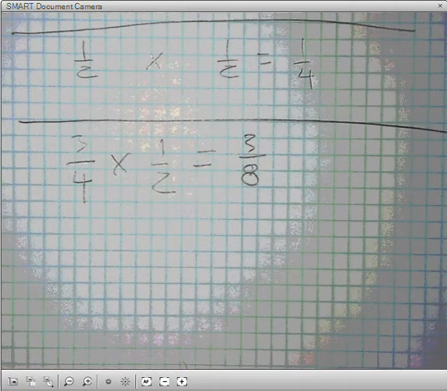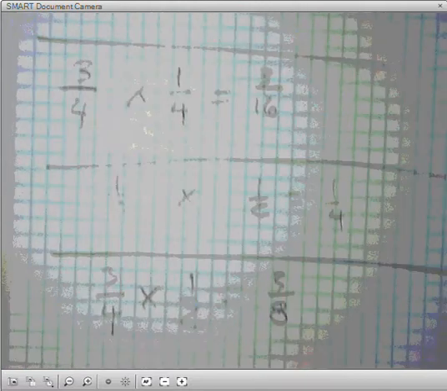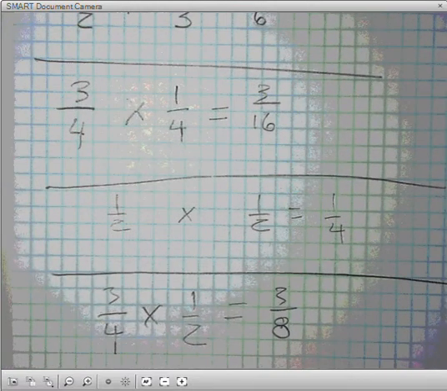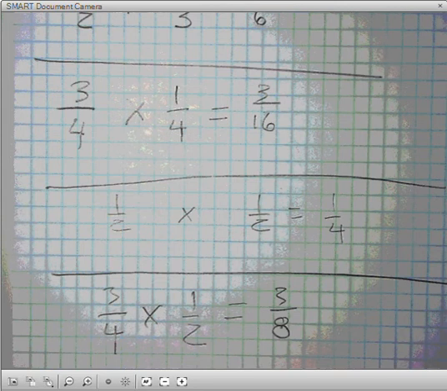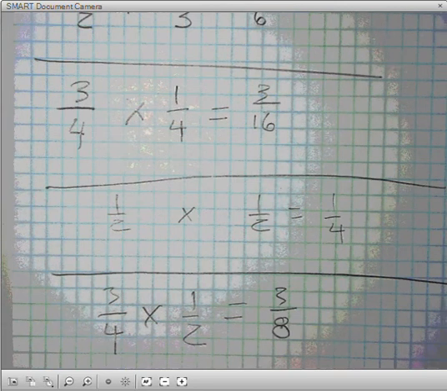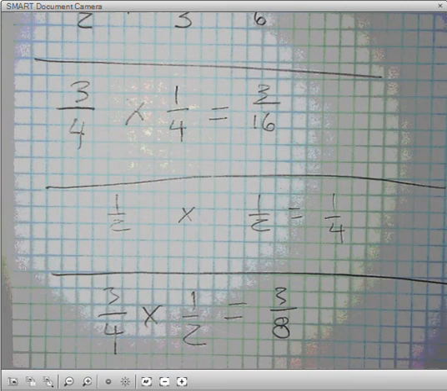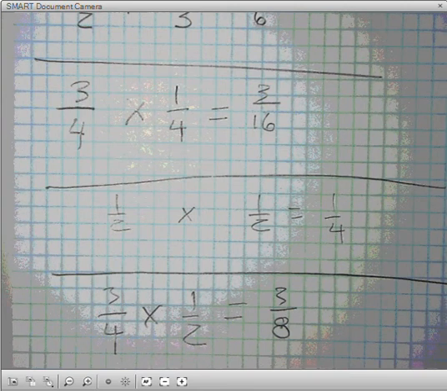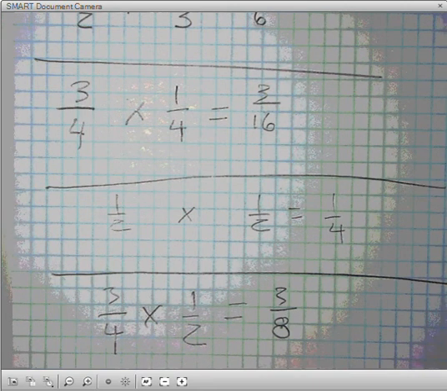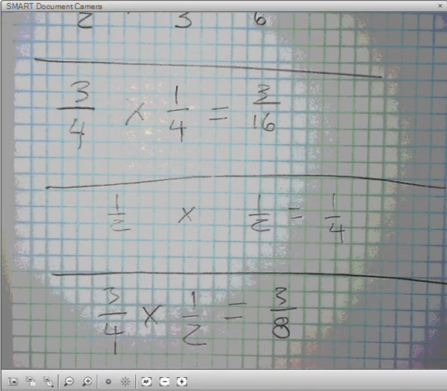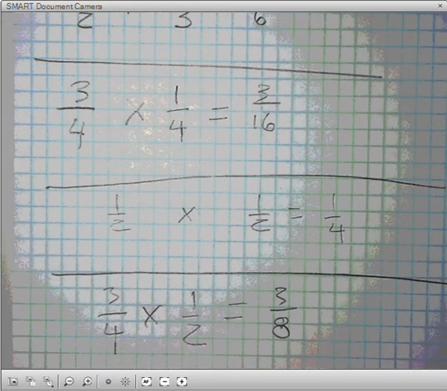3/8. Anybody notice a pattern when multiplying? Look at all of our fractions and look at all of our answers. Anybody see a pattern there? Lucas, what did you see? He said something really interesting. Does that work? Landon, does that work, what he just said?